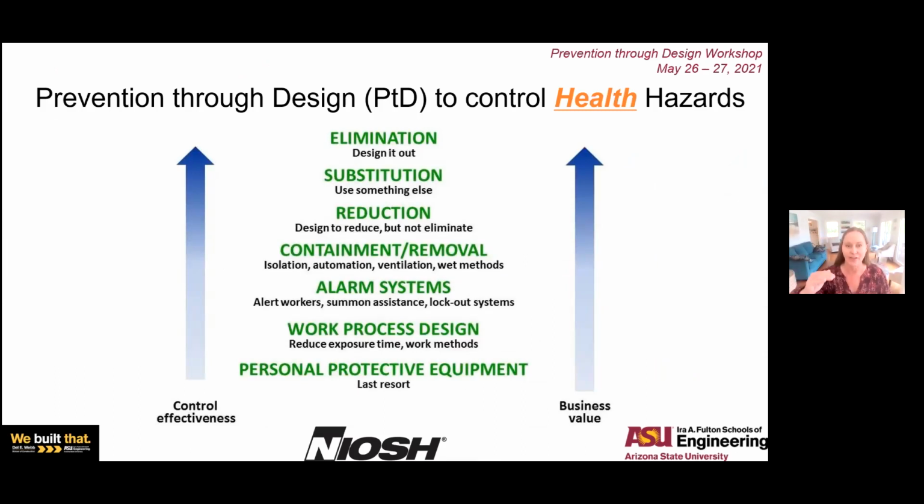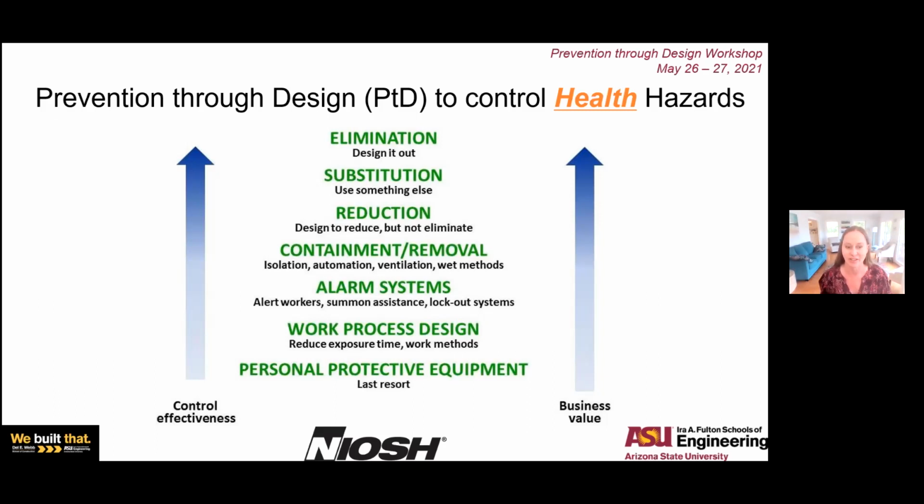So we might have to go down the hierarchy to find a solution that would reduce the exposure or reduce the risk to workers. So we might get to containment and removal, where we're going to try to isolate the worker with a ventilated cab on a piece of equipment. Or we might ventilate a hand tool to capture and remove the contaminant from their breathing zone. Or we might use wet methods where we're spraying water onto the substrate so that dust is not generated into the airspace. And so we have various different approaches.